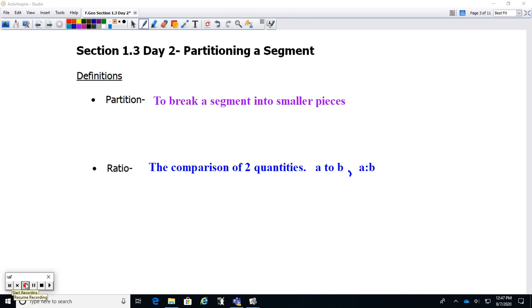And then a ratio is the comparison of two quantities. So you're going to hear it read as A to B. You'll see it also with the colon here, which also reads as A to B, and you always read it in that order. So whatever the number is, whether it's bigger or smaller, it comes in the order it's told to you.